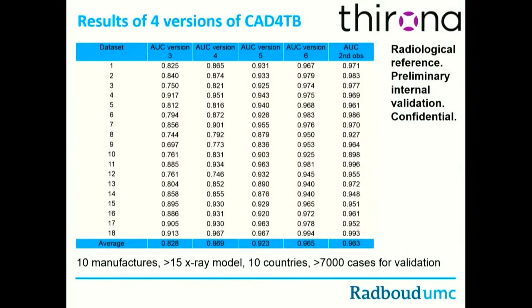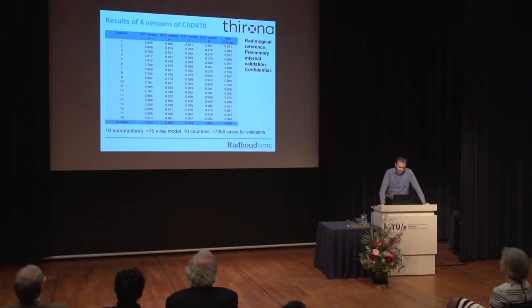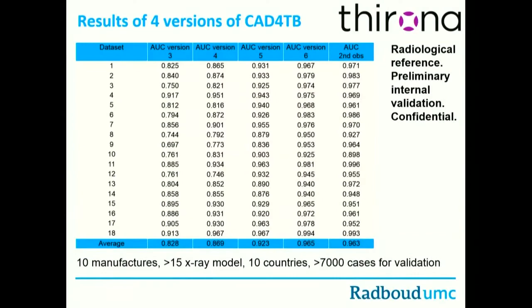And okay, this is a boring slide with a big table, but for me, this is really, really impressive. This is our own internal data we have at Thirona that we only use for validation. So you see the results here from CAT4TB from version 3, 4, 5 to 6. 6 is the deep learning one that we are going to release. And version 3 was the first one that could handle images from any X-ray machine. And these are 18 data sets from 15 different X-ray models from different countries, different manufacturers. And we've all very carefully read these images 2 times according to a very strict reading protocol.